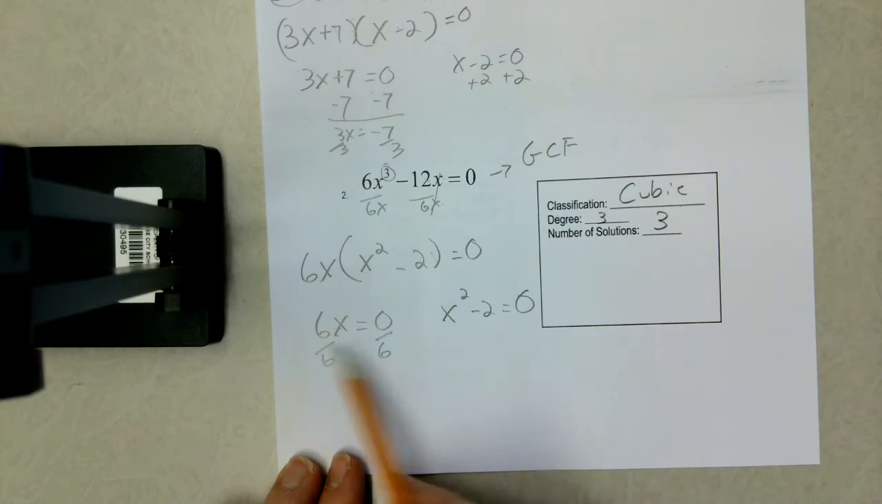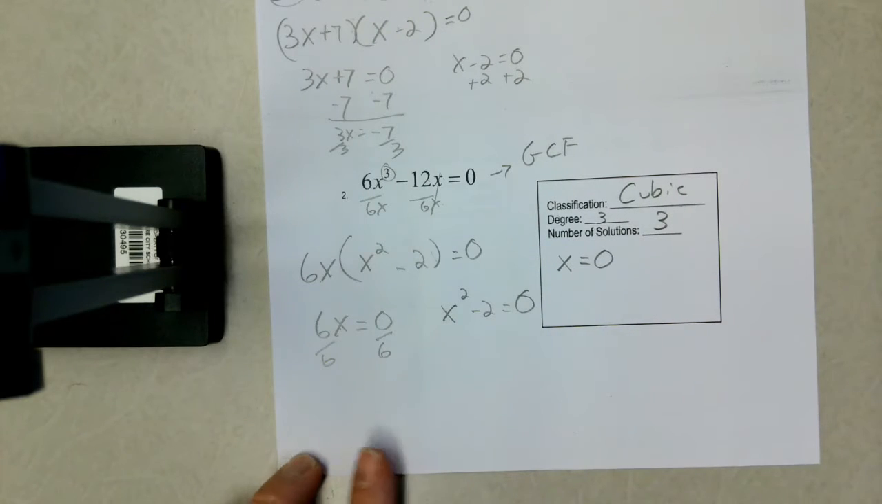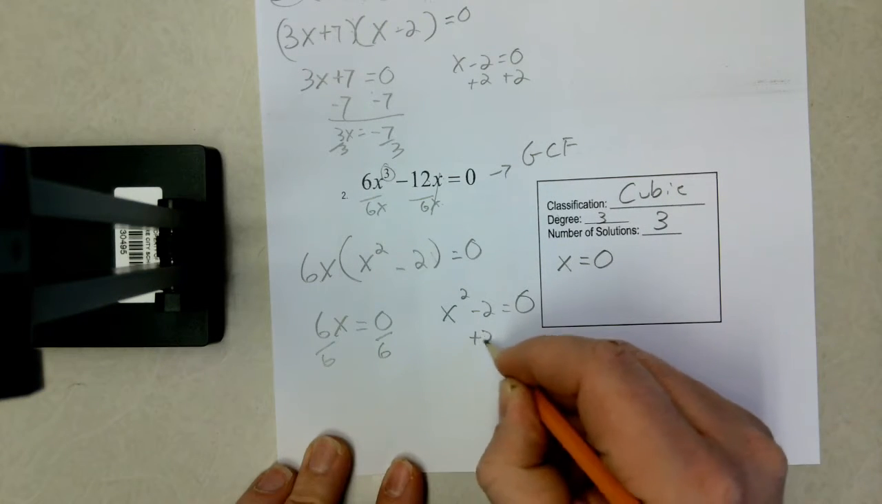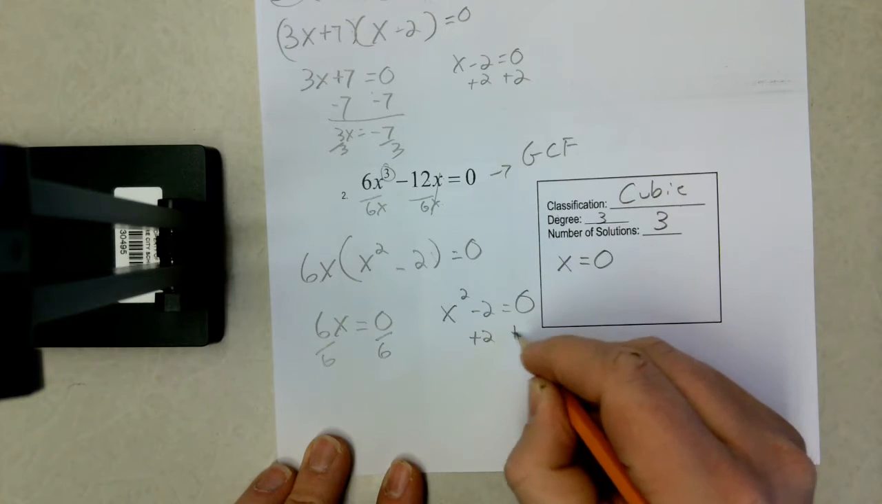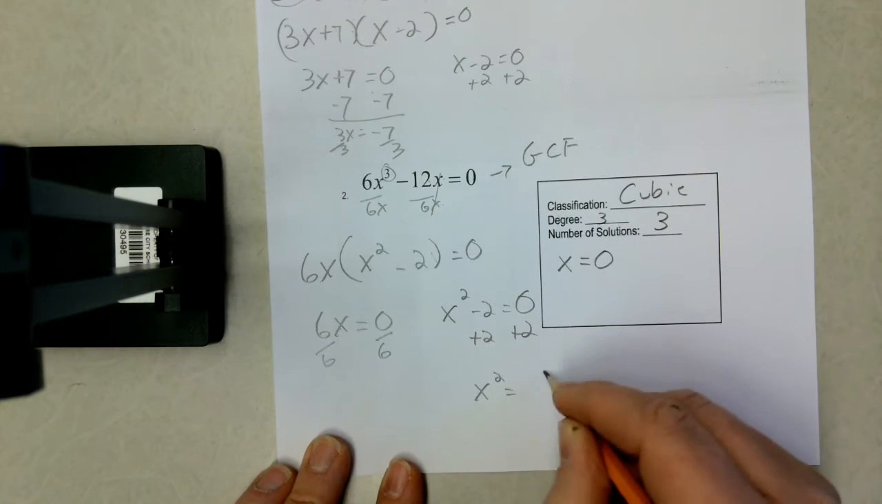Get that x by itself, divide by 6. My first solution is x equals 0. So here we will have to do a little bit of algebra. We add 2 to both sides. I have x squared equals 2.